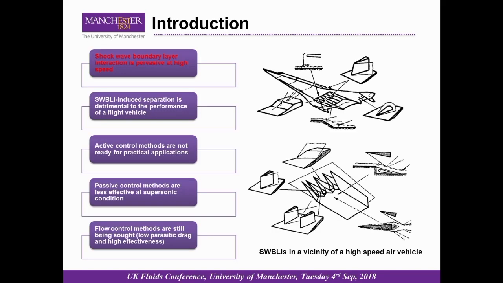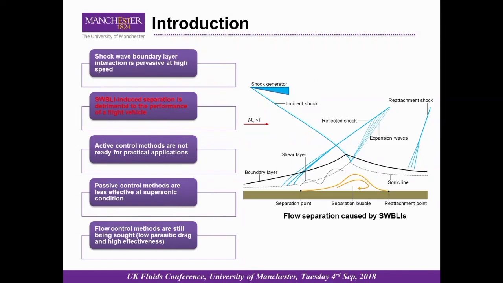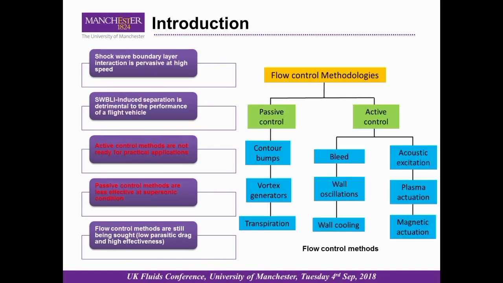Introduction. Shockwave boundary layer interaction exists almost everywhere on a high-speed flight vehicle. When the shockwave is strong enough, the boundary layer could separate. Because of the separation, it could lead to a lot of detrimental effects on the performance of the aircraft, such as buffets on wings and pressure loss in inlets. So normally, people want to reduce the flow separation using flow control methods.